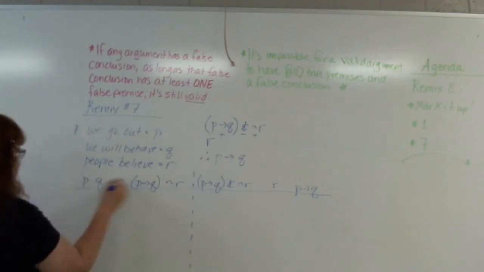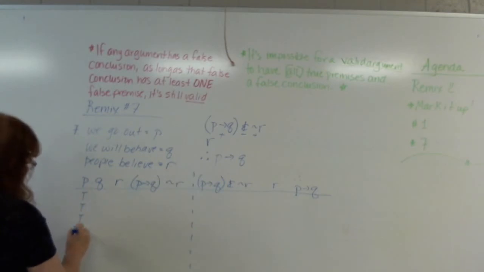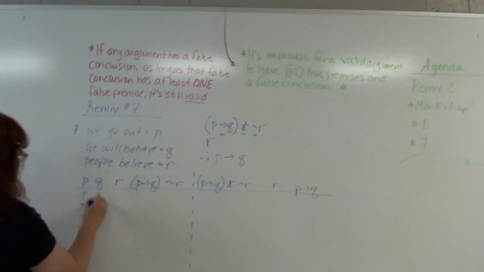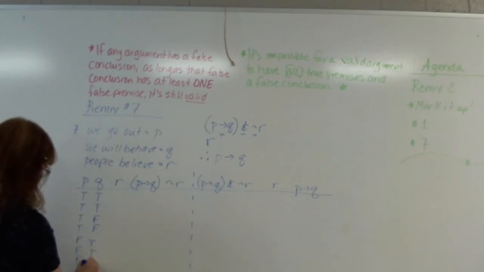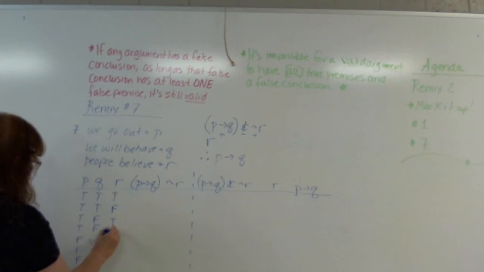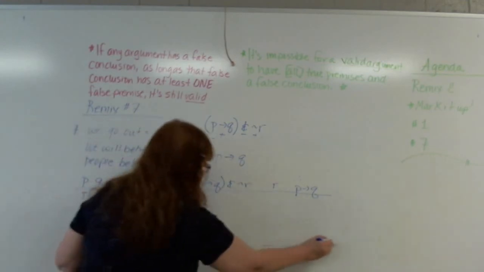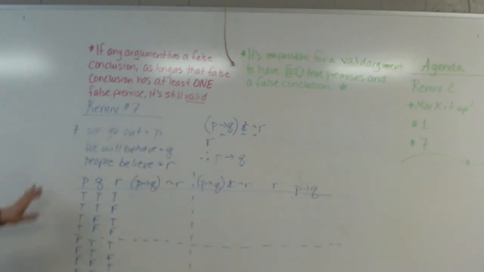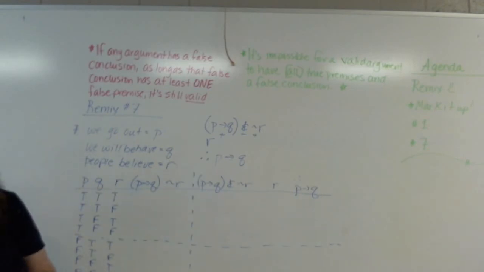So normal stuff, here's my 3 variables. I need 8 rows, half and half, 4 by 4, 2 by 2, and then 1 by 1. Guide line here so I have a chance. Okay, so there's my normal. Looks the same as every other 3 variable truth table we put together so far.